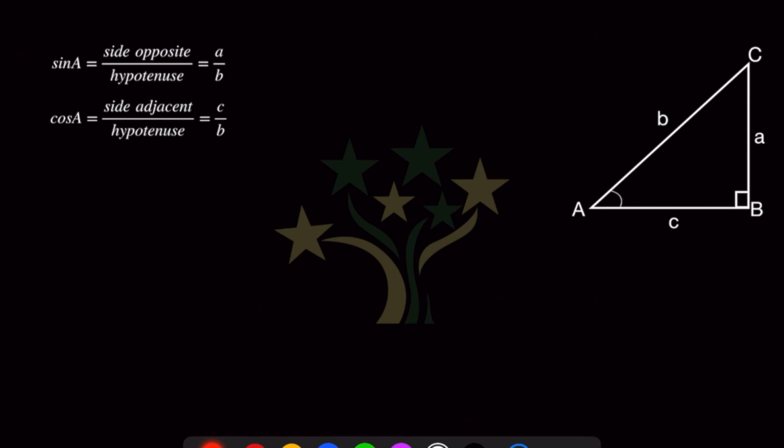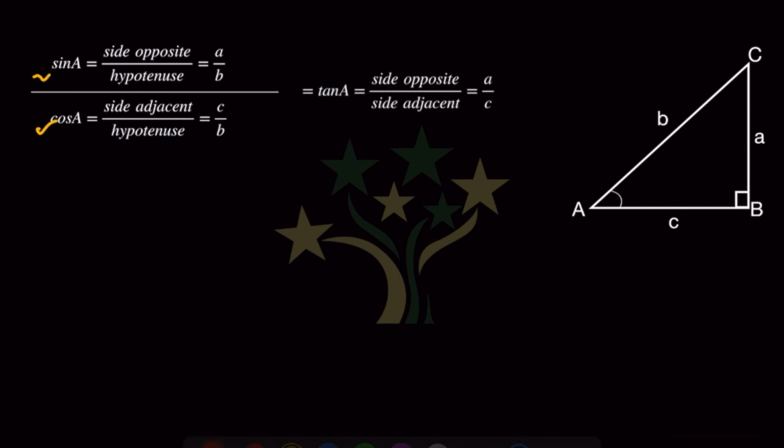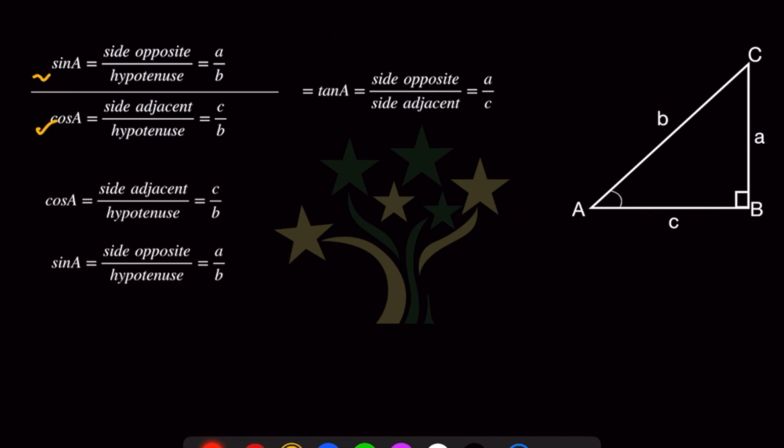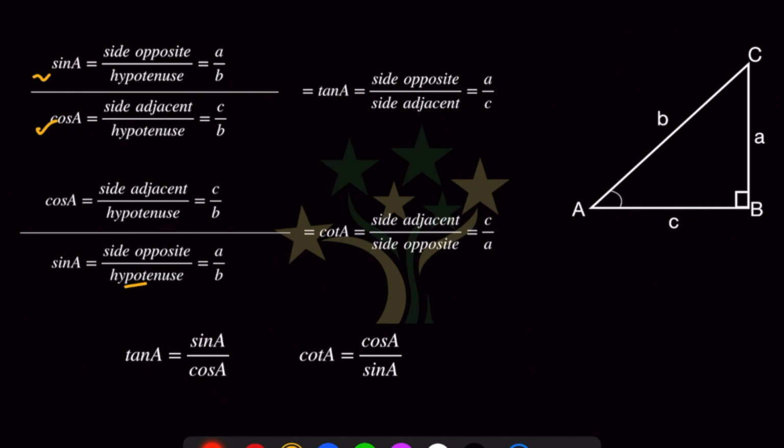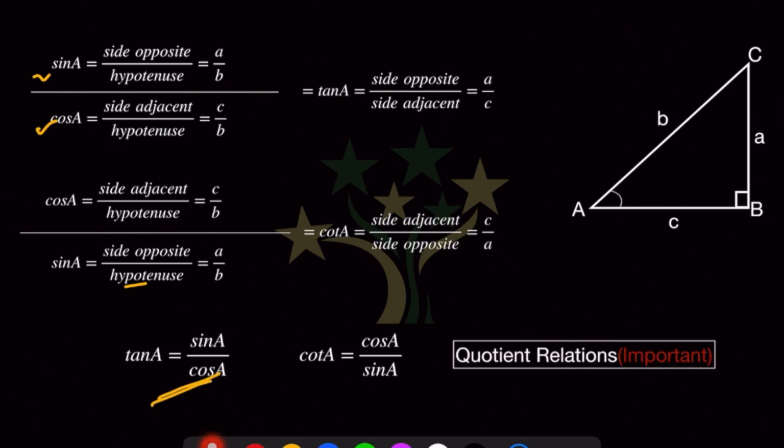Now, you know sin A and you also know cos A, that is A by B and C by B. What if you divide sin A by cos A? You get tan A, which is side opposite by side adjacent. Again, cos A is equal to side adjacent by hypotenuse, sin A is equal to side opposite by hypotenuse. Now what if you divide cos A by sin A? You get cot A, that is side adjacent by side opposite, that is C by A. So what do we have? Tan A is equal to sin A divided by cos A, and cot A is equal to cos A divided by sin A. And these are called quotient relationships. These are also important from the examination point of view because you will be using them to solve your problems.